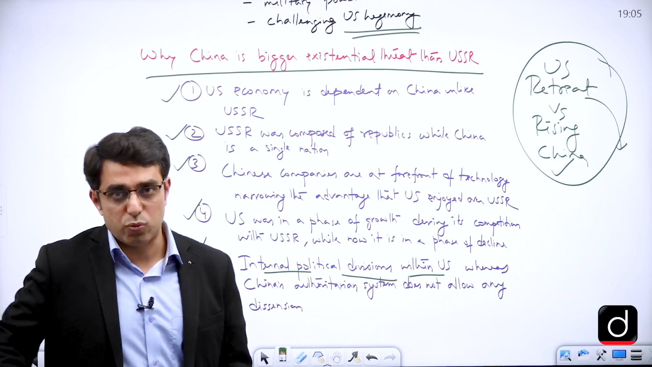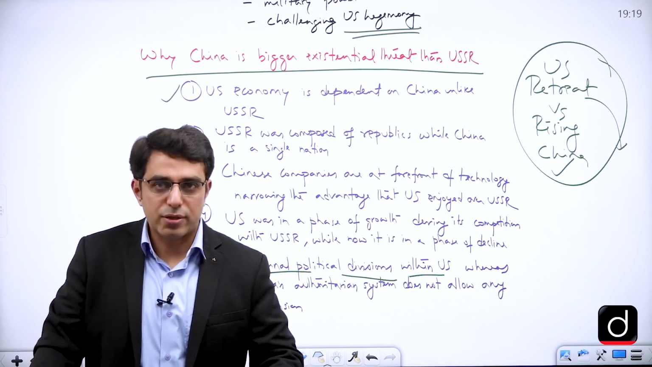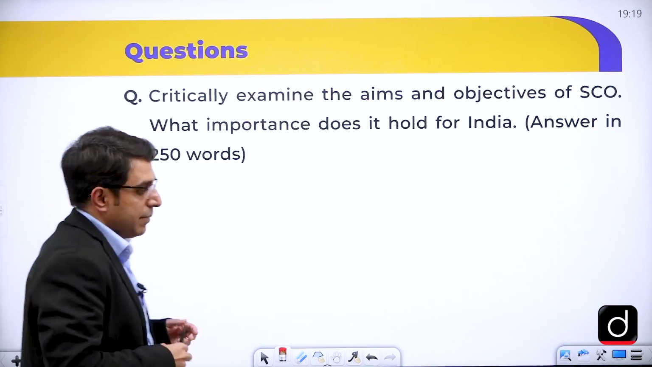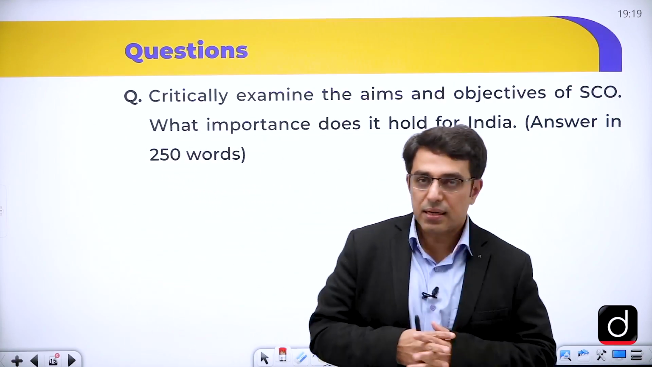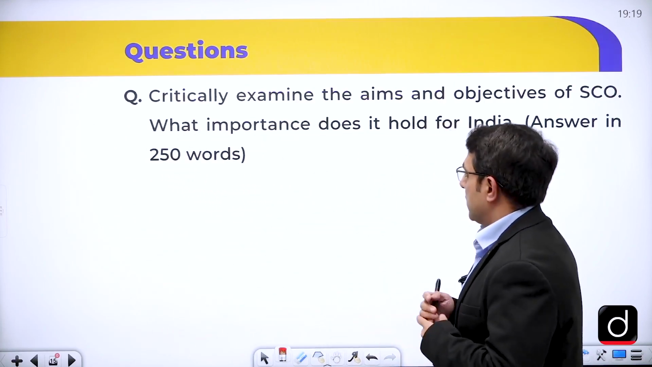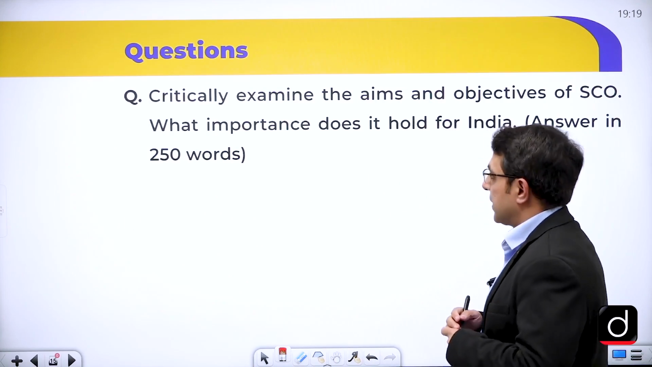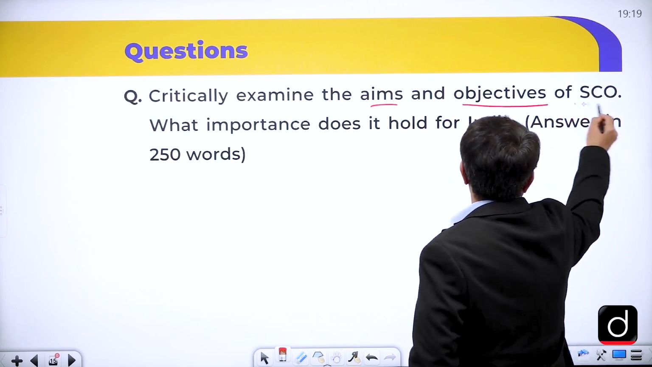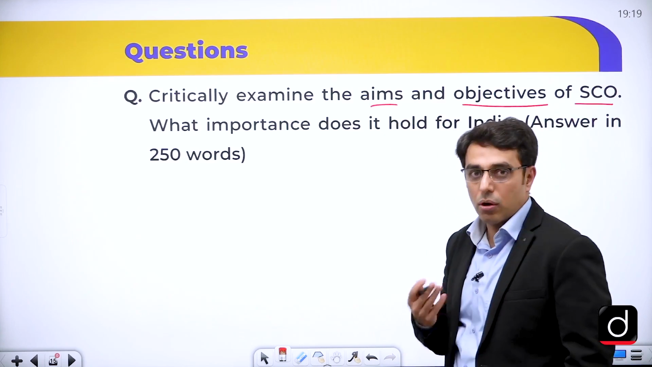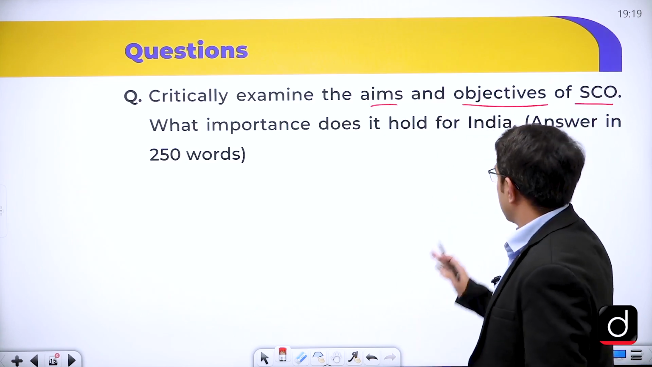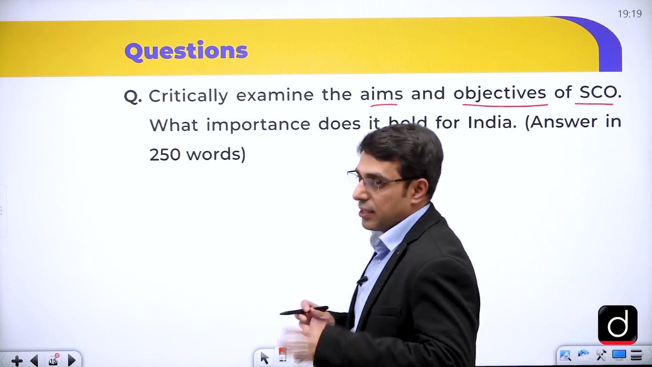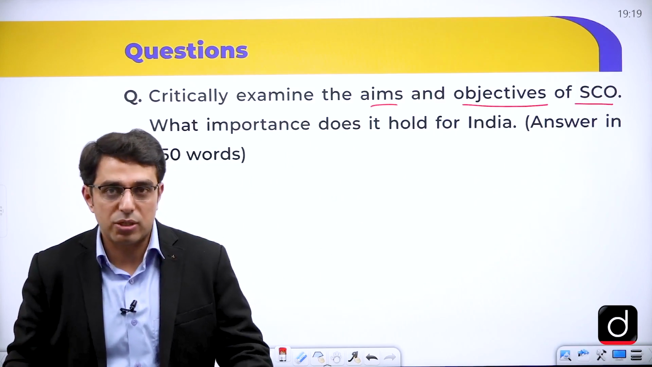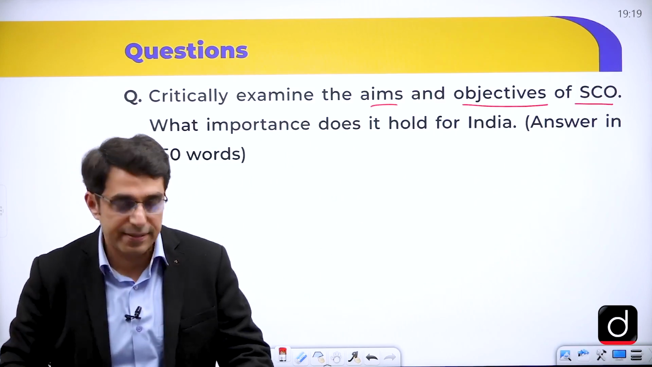Now, we will see the next one. So, now let us move on to the next question. The next question is about SCO, and it is basically asking us about the Shanghai Cooperation Organization. The question says: critically examine the aims and objectives of the Shanghai Cooperation Organization, in short called SCO, and what importance does it hold for India? The answer is to be written in 250 words. So, if you are writing around 10 words per line, then this question has to be written in around 25 to 27 lines.